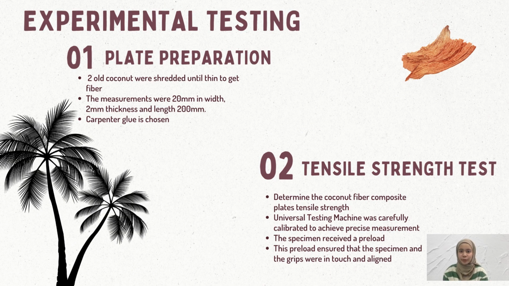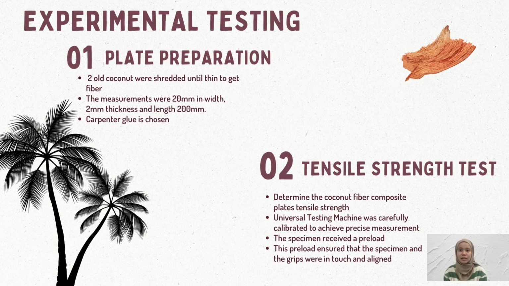For the experimental testing procedure, first is plate preparation. We choose coconut fiber as a recycled item. Firstly, 2 old coconuts were shredded until thin to get fiber. The measurements were 20 mm in width, 2 mm thickness and length 200 mm, and we chose carpenter glue to attach the material. Second, tensile strength.